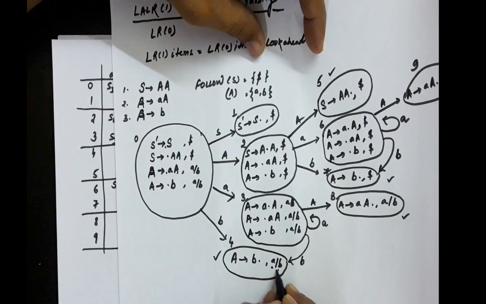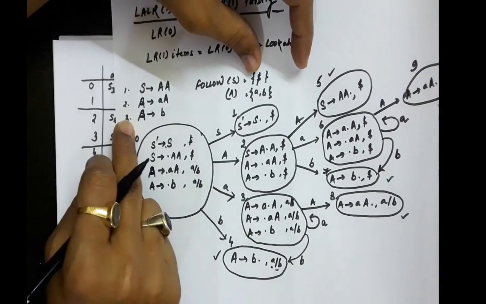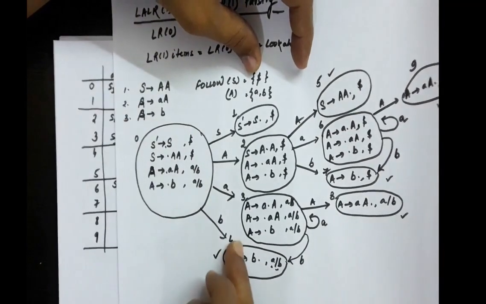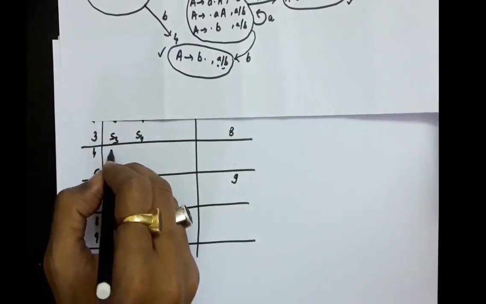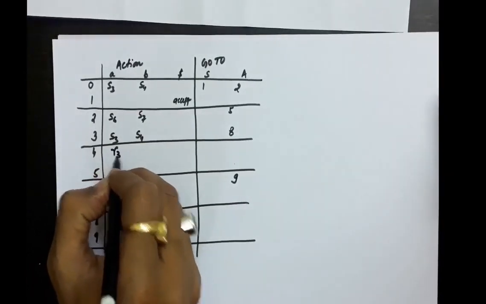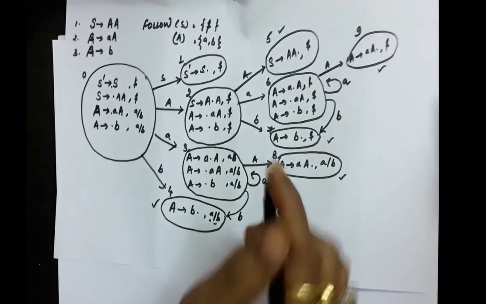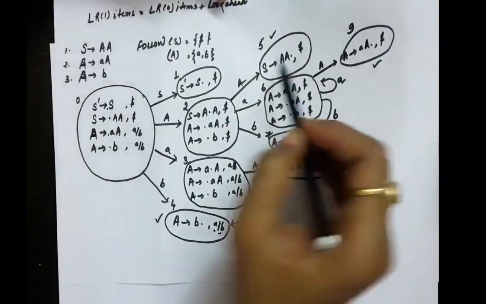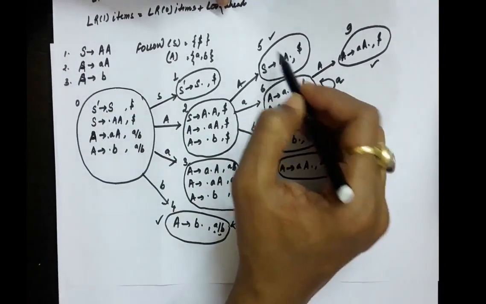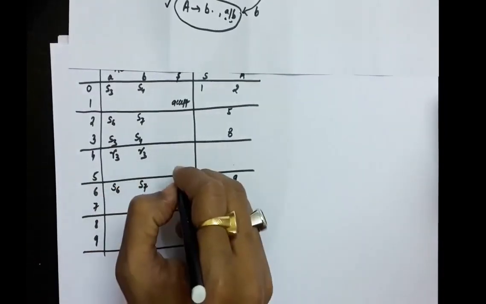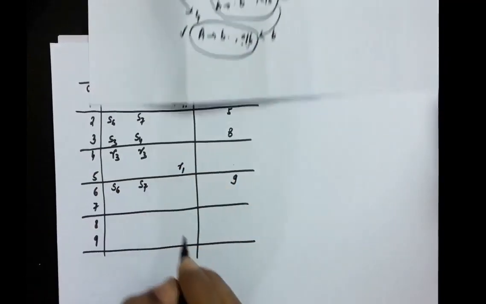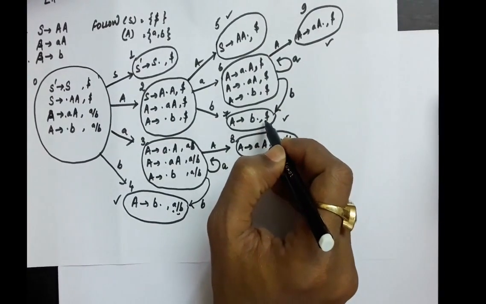Whatever are the lookaheads, you will be writing the reductions in those places only. So A produces b dot, small a, small b. This is the 3rd production, so you'll be writing R3 in the 4th row at the places a and b. Now go to the 5th state, which is the production number 1. So you'll be writing R1 in the 5th row of the table, but only at the place $. The state number 7.